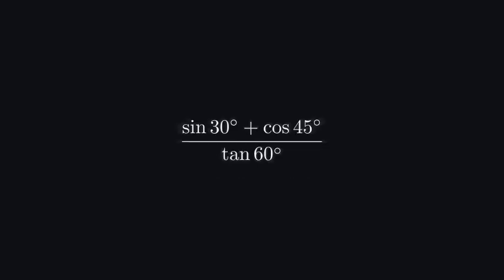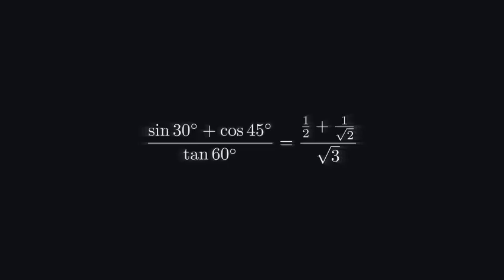Now substitute each given value into the expression. We replace sine of 30 degrees with 1 over 2, cosine of 45 degrees with 1 over the square root of 2, and tan of 60 degrees with the square root of 3. So the expression equals 1 over 2 plus 1 over the square root of 2, all over the square root of 3.